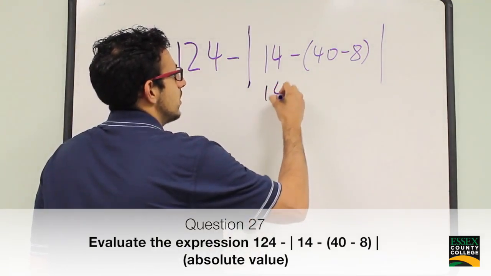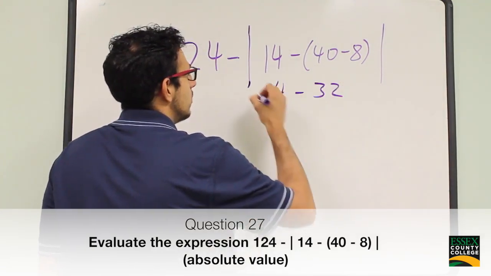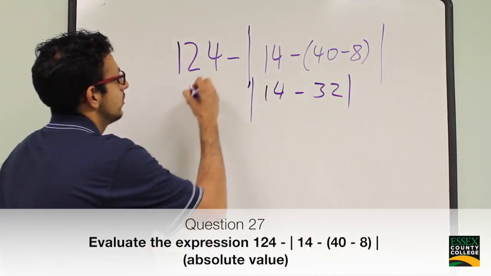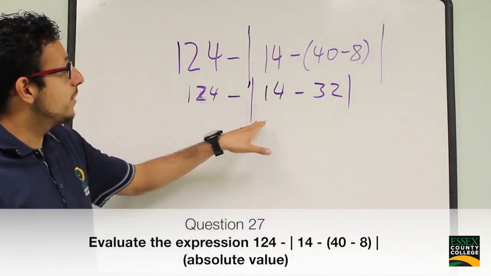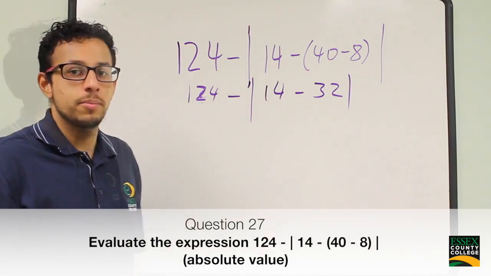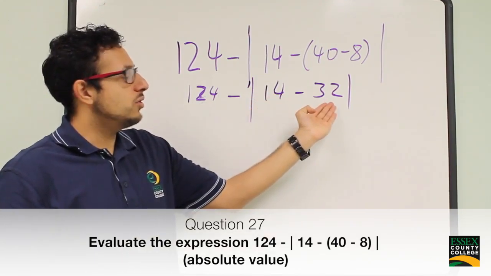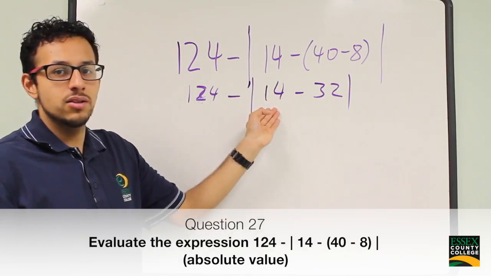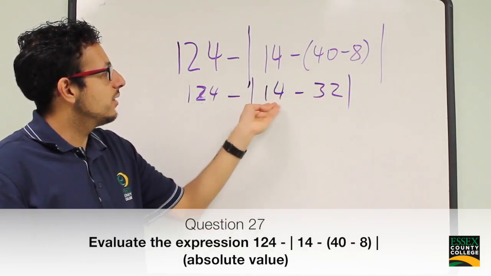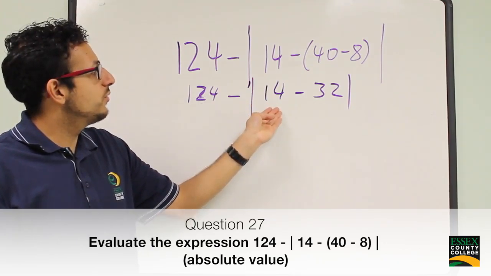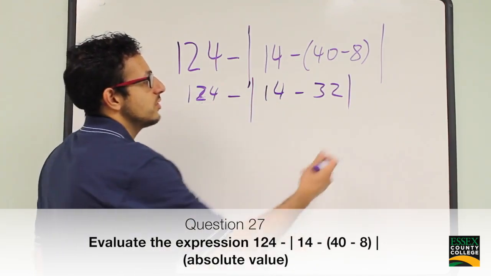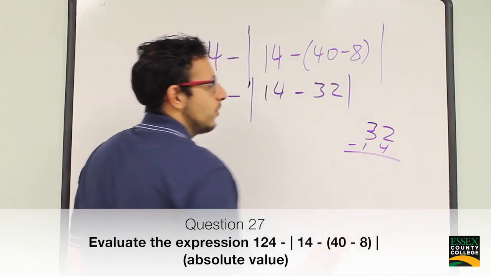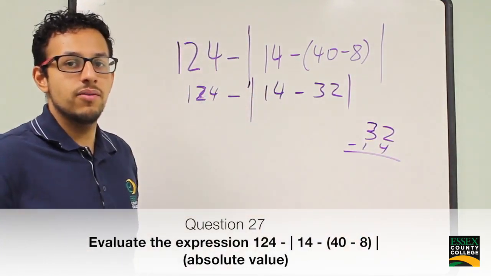So this is going to be 14 minus 32, and still the absolute value of that. So this just comes down. We have the absolute value of 14 minus 32. And when we subtract 14 minus 32, we know it's going to be negative because 32 is much higher than 14. So we can't take away higher than 14. So when we do 14 minus 32, we can simply just do 32 minus 14, and we know this answer is going to be negative.